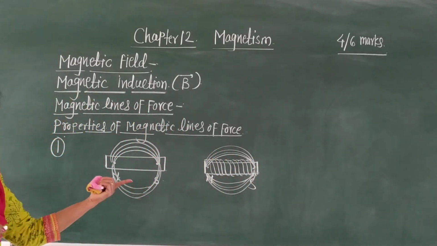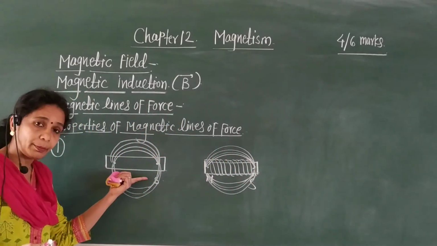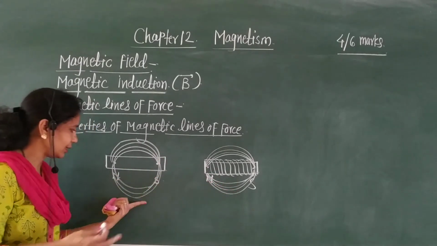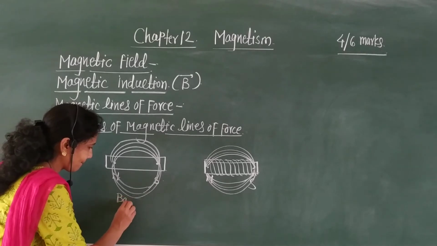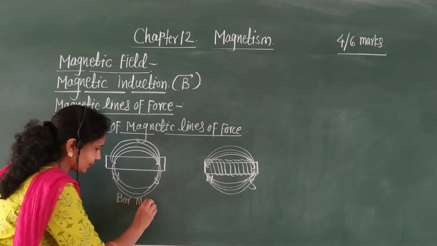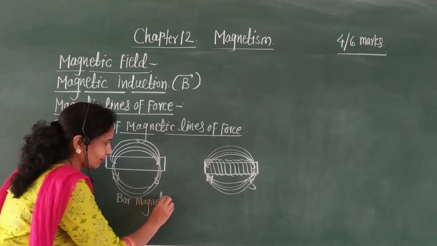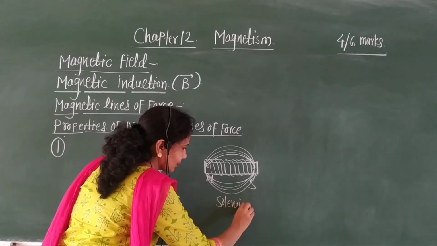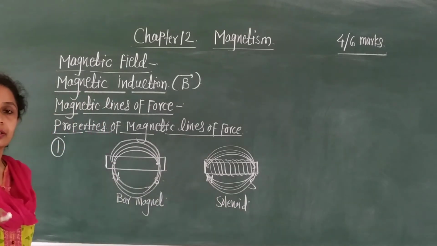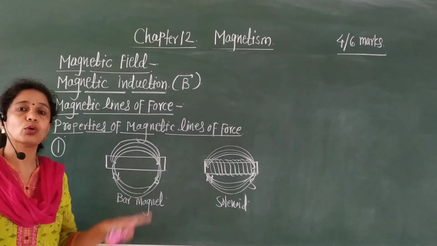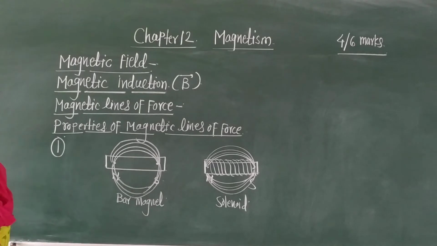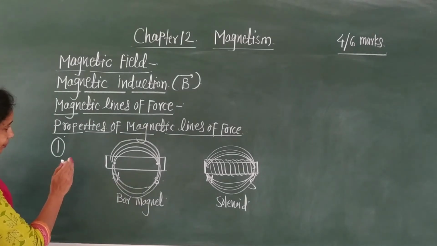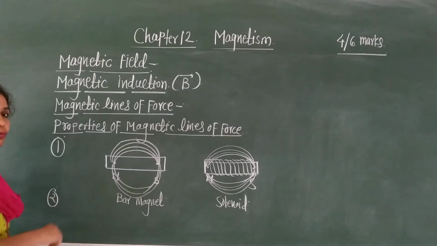Therefore, magnetic lines of force for a bar magnet and solenoid. This is the bar magnet. And this is the solenoid. They form a closed loop. This is the second property. Okay, then, sorry, first property, then second one.